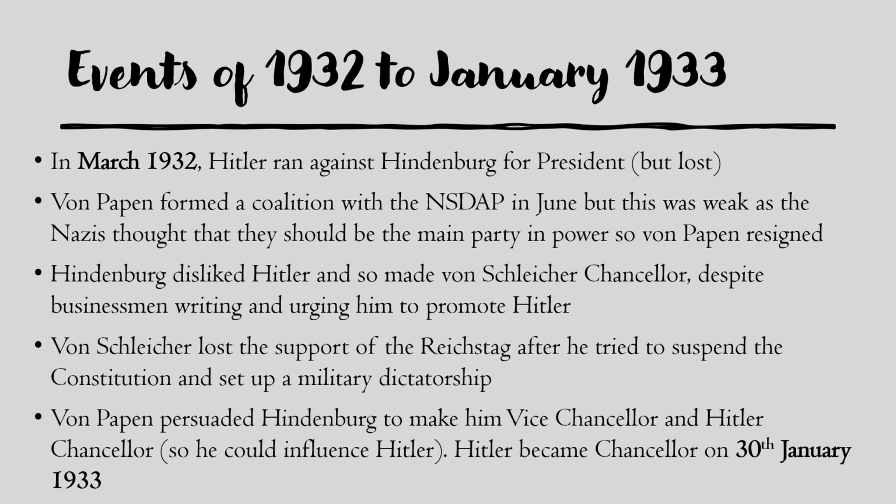And now Hindenburg had very little choice. There were no other people willing to become chancellor. So von Papen went to Hindenburg and tried to persuade him to make von Papen vice-chancellor and Hitler chancellor. And von Papen said that he would be able to influence Hitler. He didn't and he couldn't, but that's what he thought, and that's what he tried to persuade Hindenburg. And so at last Hindenburg reluctantly agreed that Hitler should become chancellor if von Papen was vice-chancellor and could influence him. And so, on the 30th of January 1933, Hitler became the Chancellor of Germany.